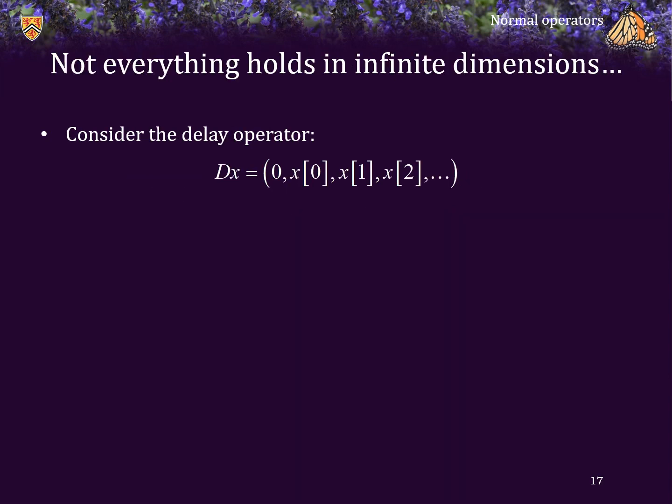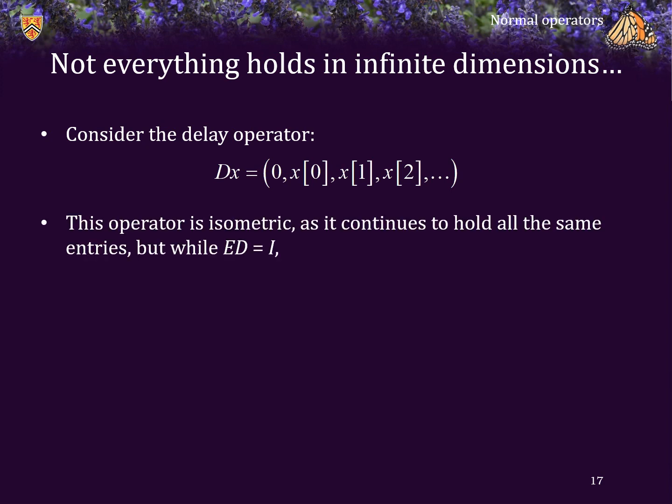Now, when we get to infinite dimensional vector spaces, it's not so clean. So consider the delay operator. The delay operator applied to a discrete time signal simply shifts every reading one step into the future. Consequently, all the entries are still in that vector, and therefore the 2 norm of that vector cannot change. So this operator is isometric.